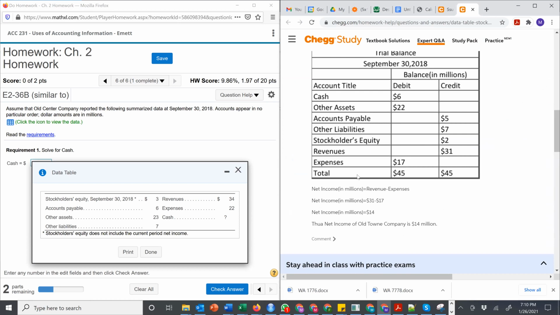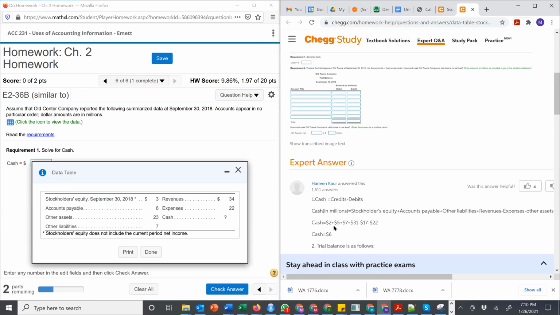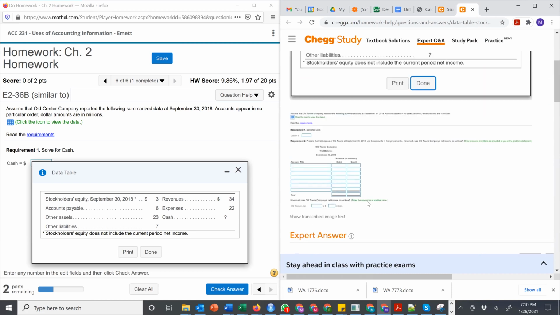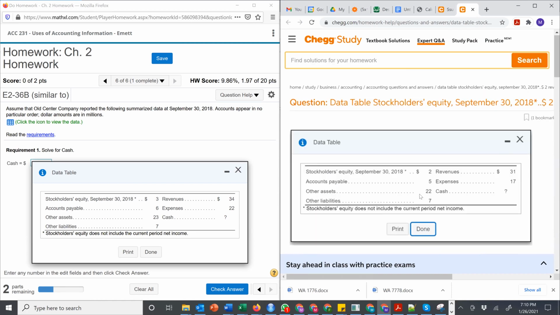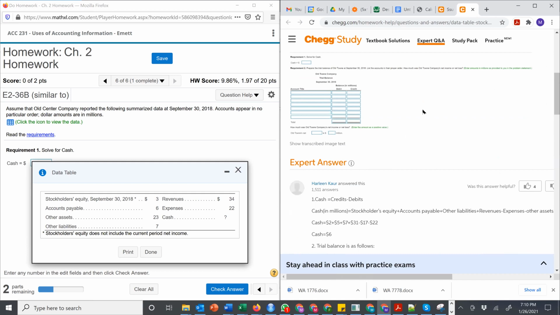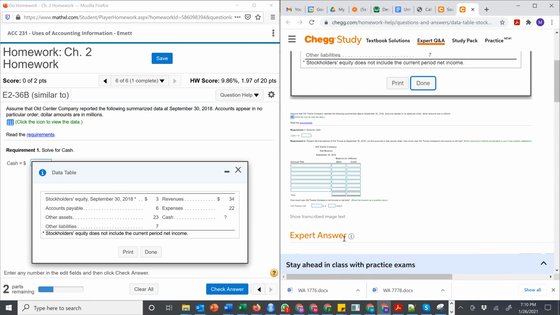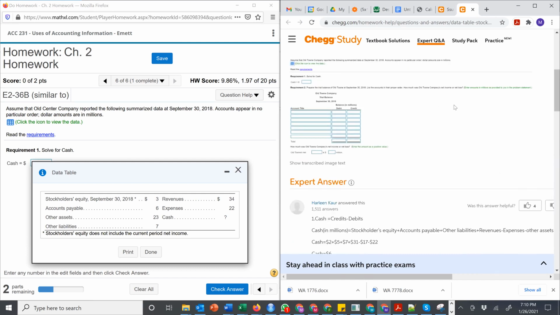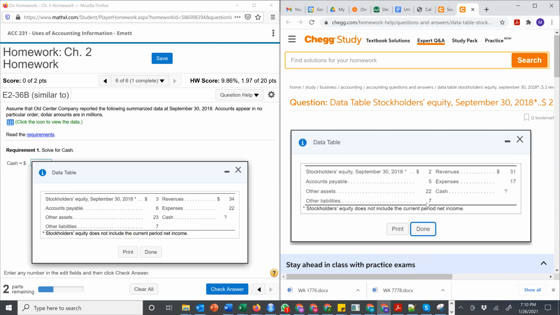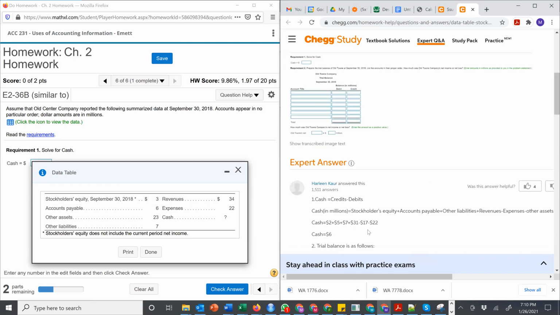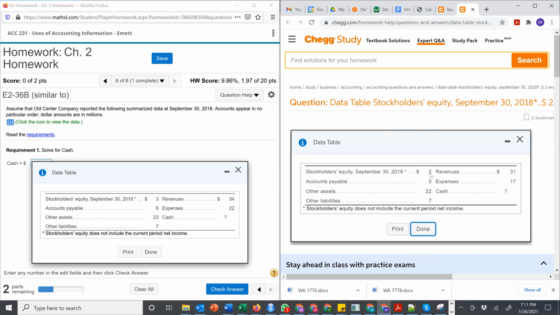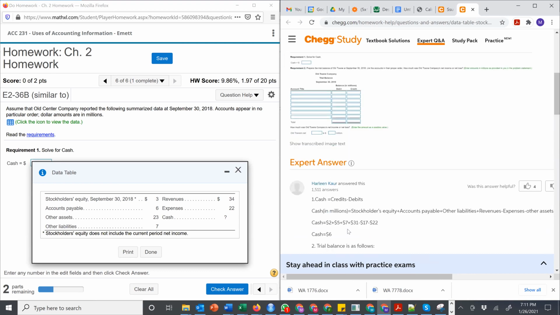So the cash is 2 plus 5 plus 7 plus 31 plus 17 minus 22. Where did that come from? 2 plus 5 plus 7 plus 31 minus 17 is 20. Right. So why is that? Well, I don't know. They took 2, 5, 7, 31.